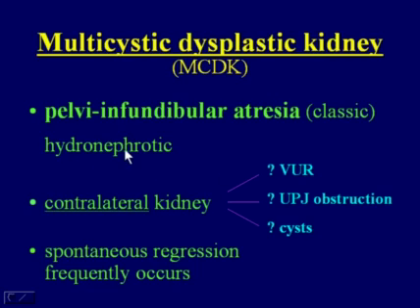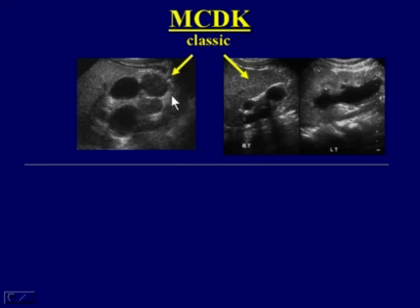Now, most people recognize what the MCDK looks like, but I think what we have to concern ourselves with is the contralateral kidney, because it's prone to reflux, obstruction, as well as variable degree of dysplasia, which may be hallmarked by the presence of cysts. Here are two examples of the classic appearing multicystic dysplastic kidney: cysts of variable size, echogenic intervening tissue here.